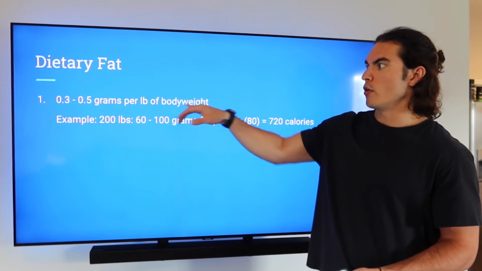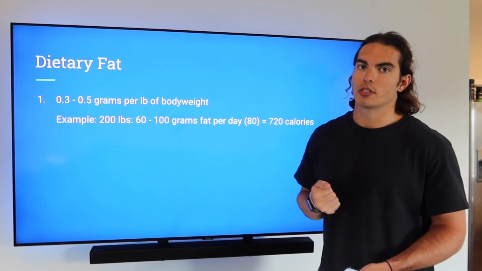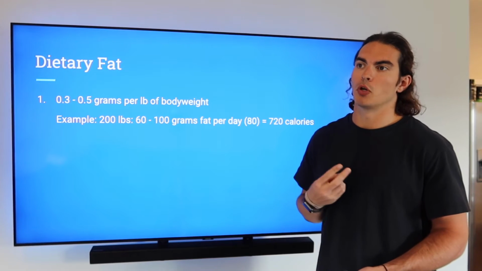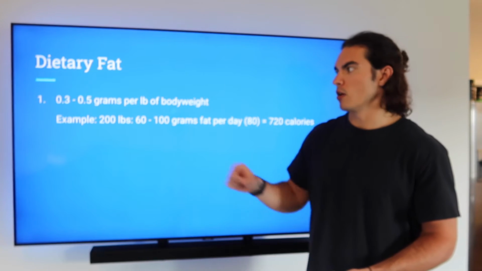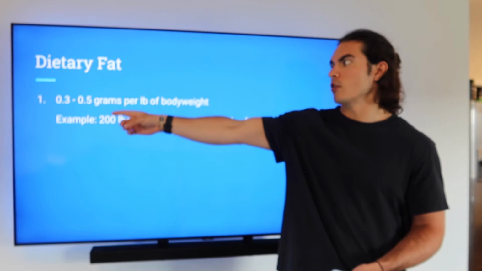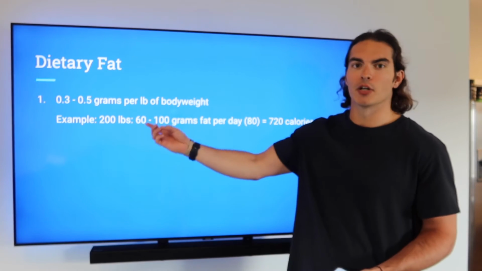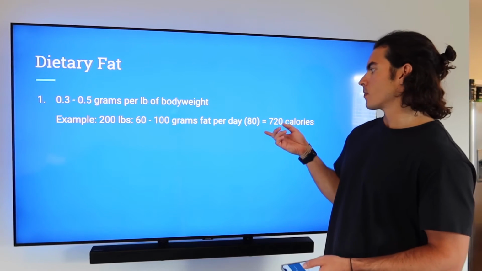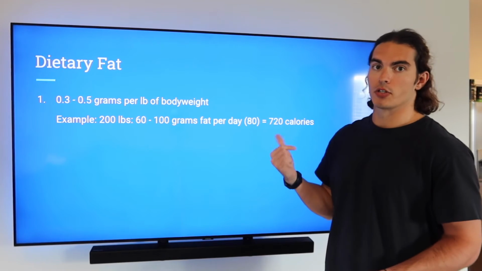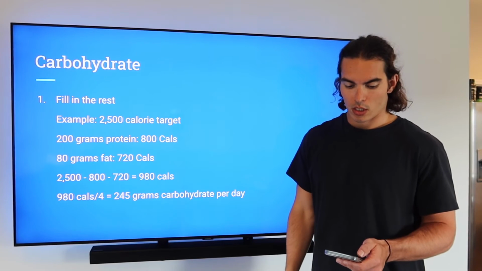Going higher than 0.5 grams per pound of body weight takes those calories from either protein or carbs, and those are both things that we do not want to subtract calories away from. Over half a gram per pound of body weight, there's just not much benefit in going any higher than that, okay? So that's dietary fat, super easy. 80 grams of fat, 720 calories for our example, okay? Obviously, all this stuff is personal to you and your goals.